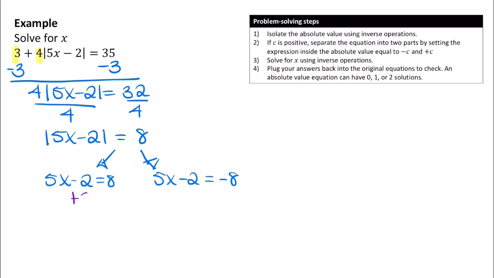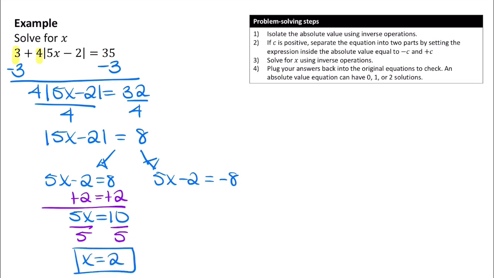So here I'm going to add 2 to both sides. And so now that is going to give me 5x equals 10. I'm going to divide both sides by 5. And that's going to give me x equals 2. So there's one of my solutions. Over here, I'm going to add 2 to both sides.